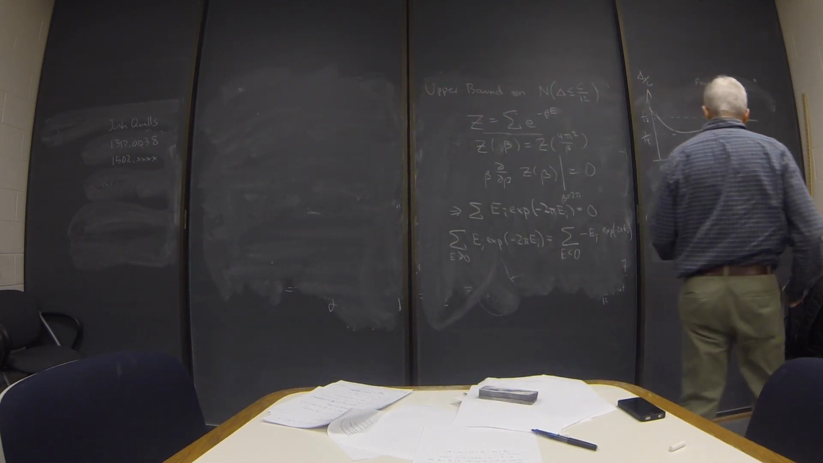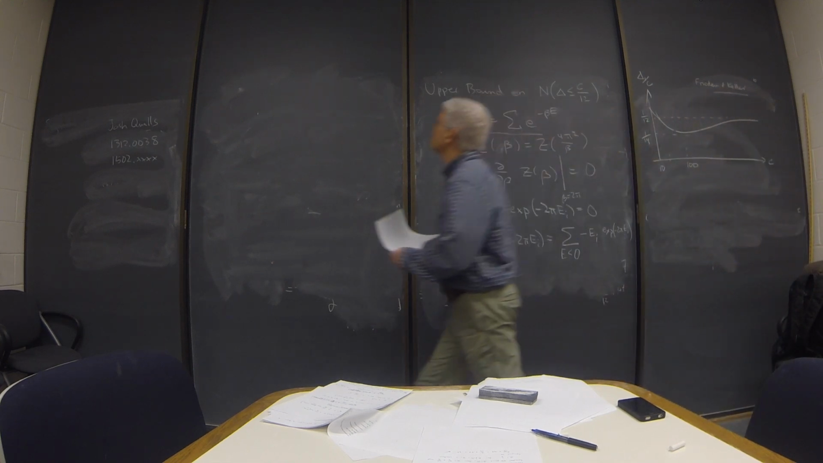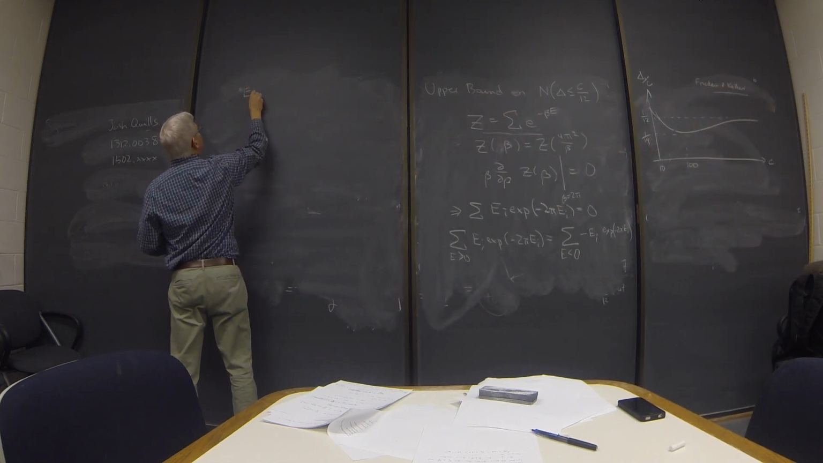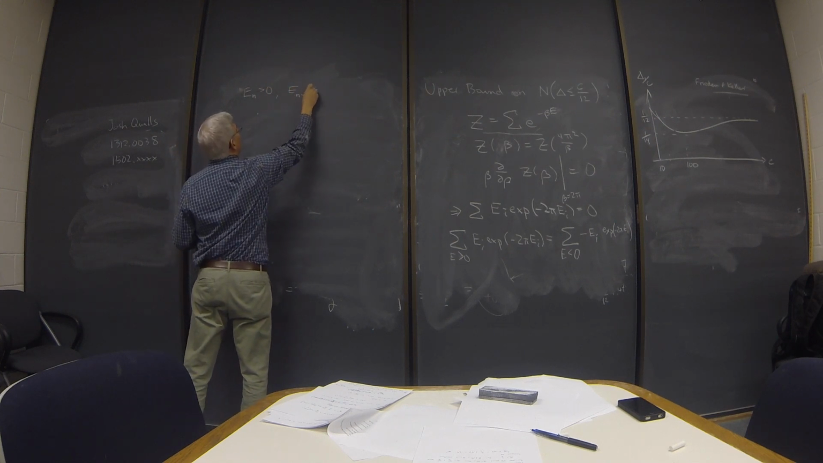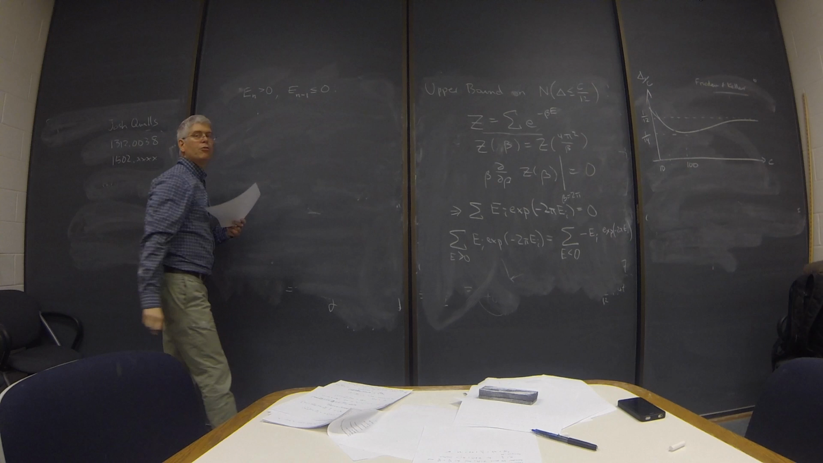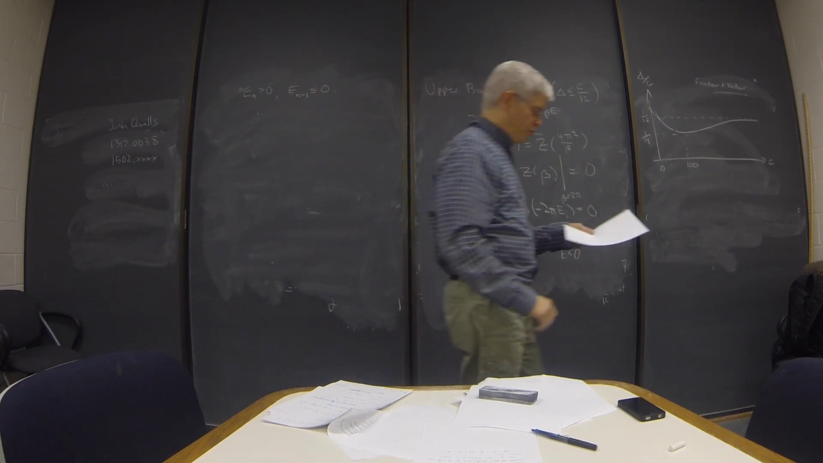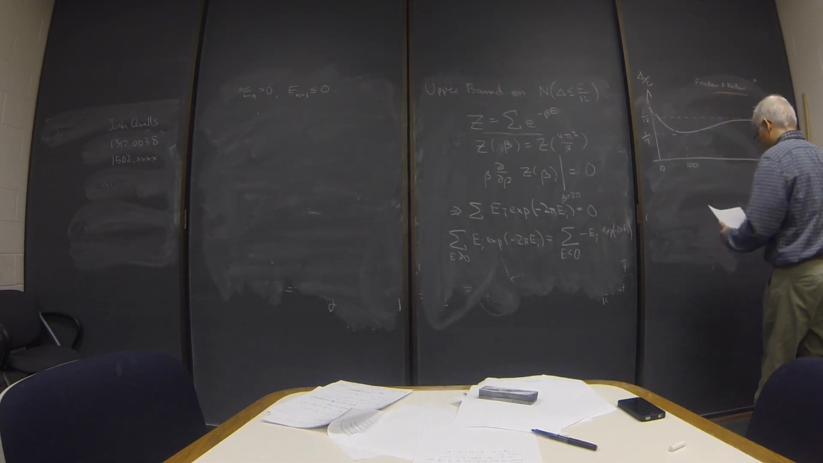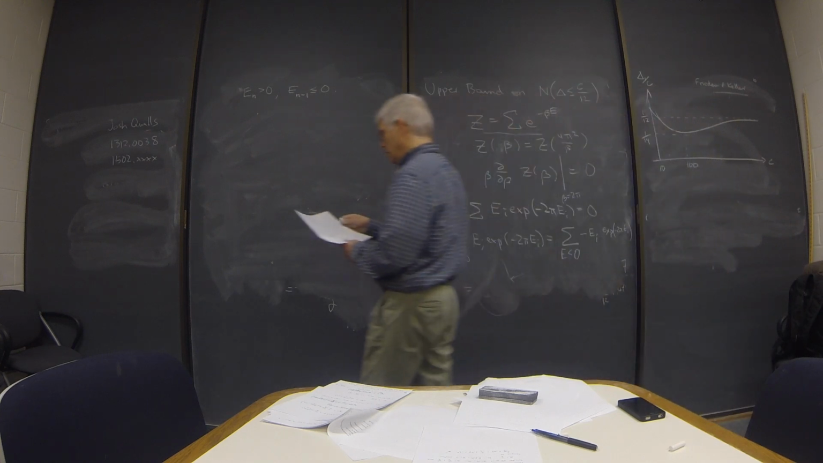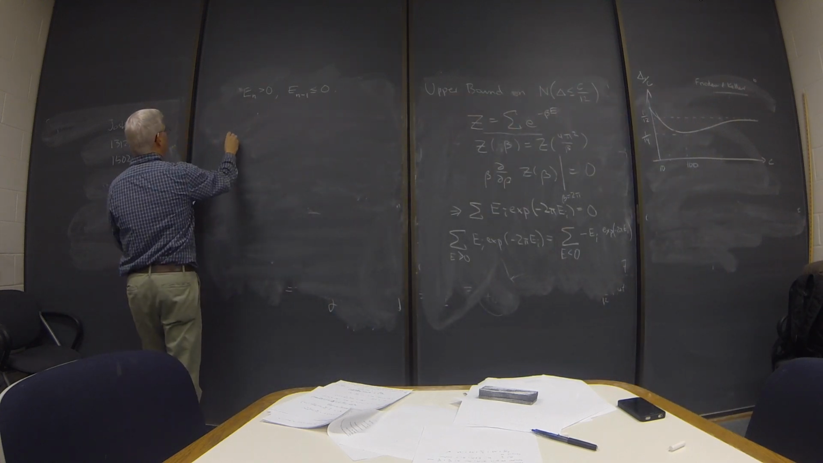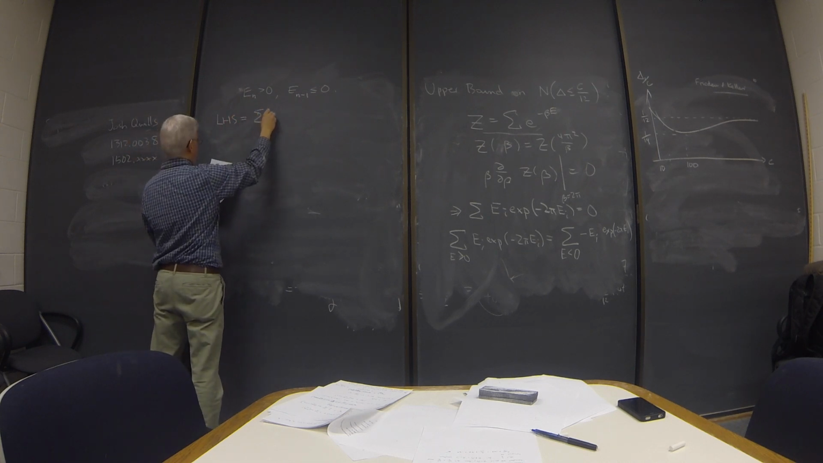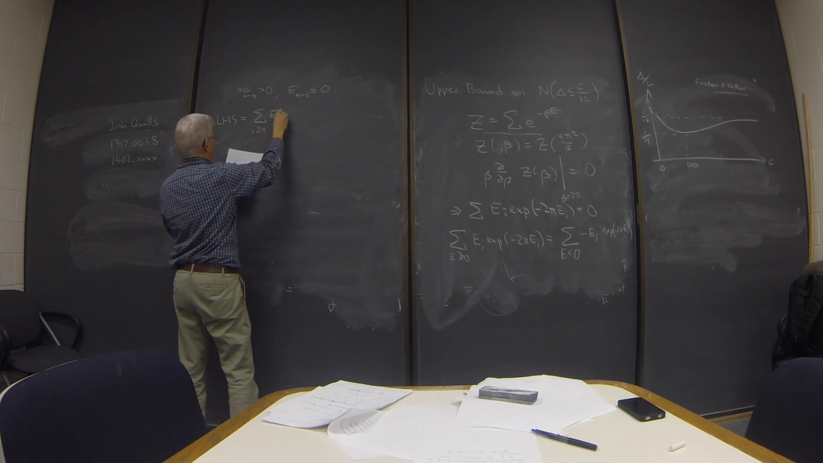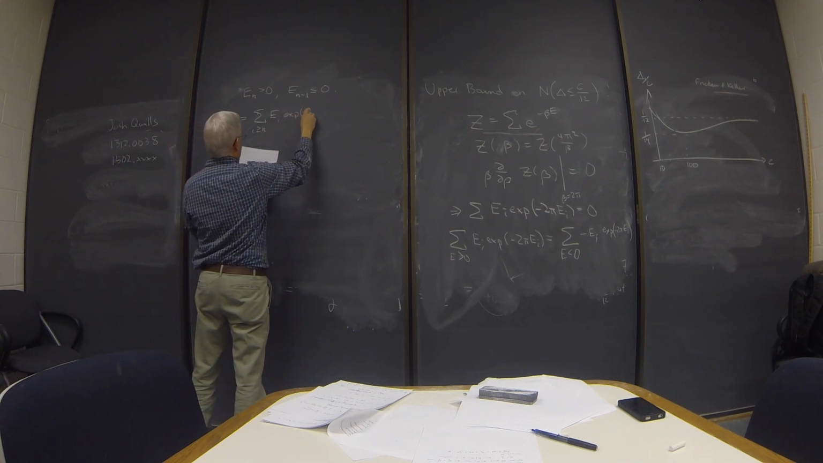And so suppose that E sub n is greater than 0 and E sub n minus 1 is less than or equal to 0. So the nth state is where the energy changes sign. Then that left-hand side is the sum over I greater than or equal to n of E sub I times the exponential.